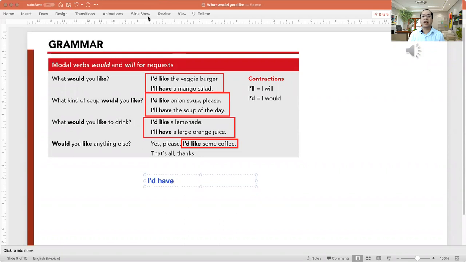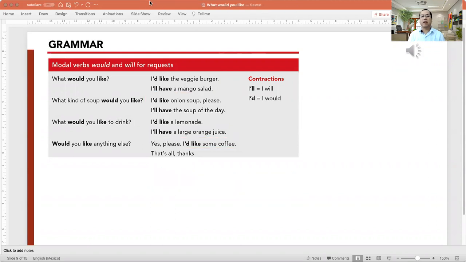So you cannot do that, and don't do it, please. That will be incorrect, because after I'd, the correct word that we need to use is the word like. When we're ordering in a restaurant, that's the word we need to use. The same thing happens if you want to use the other form. You say, I'll have. That's the correct way to go.